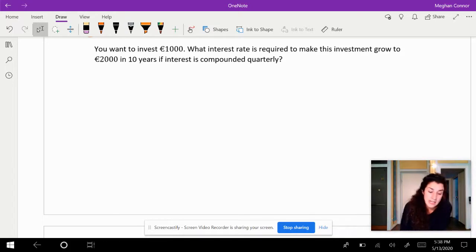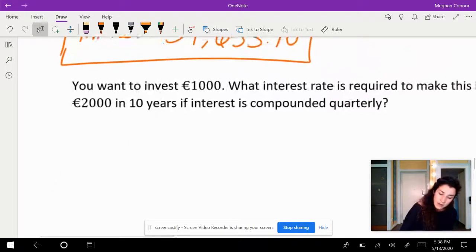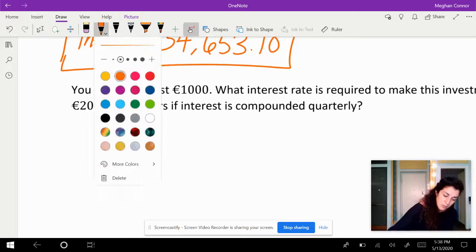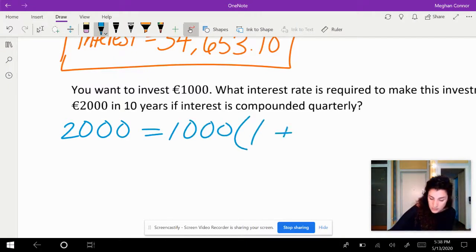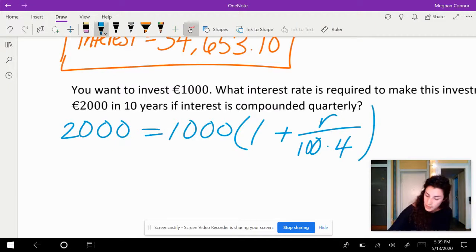Okay, you want to invest 1,000 euro. What interest rate is required to make this investment grow to 2,000 in 10 years if interest is compounded quarterly? So the thing that we don't know here is our interest rate. So our final value, we want our final value to be 2,000. If we originally invest 1,000, plus this interest rate that we don't know, divided by 100 times the compounding, quarterly means 4 times per year.